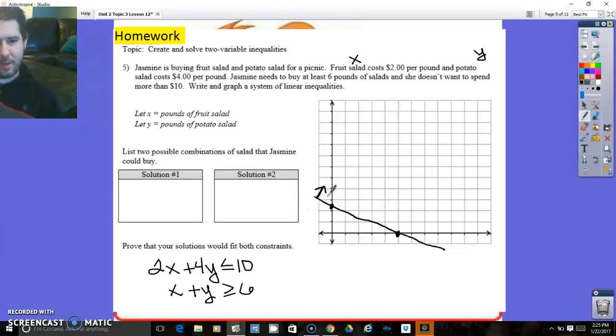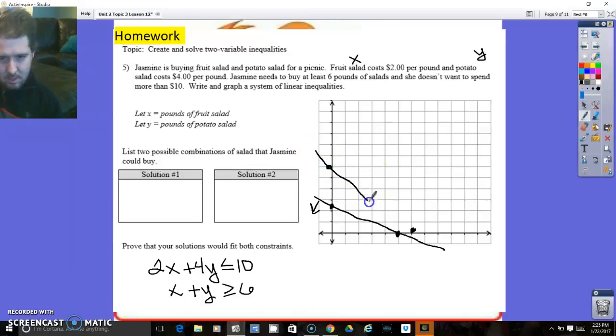Instead of coloring, I'm just going to put an arrow for right now. X plus Y has to be greater than or equal to 6. I think I've messed up, actually. What you buy has to be less than $10, so it was below $10. If this line represents everything that's $10, everything below it would be less than $10. The other one, x plus y equals 6: an x-intercept of 1, 2, 3, 4, 5, 6, and a y-intercept of 1, 2, 3, 4, 5, 6. Okay, what is going on here?